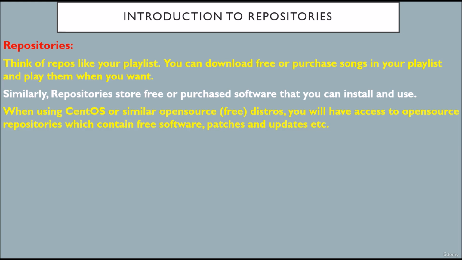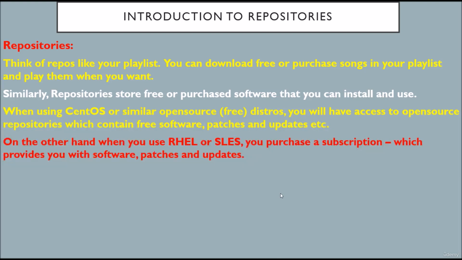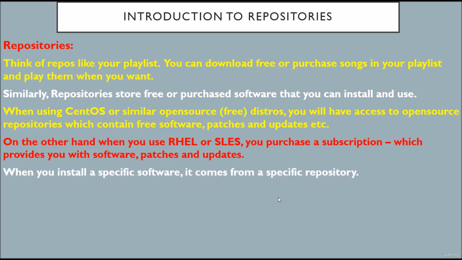When using CentOS or similar open source distros, you will have access to open source repositories which contain free software, patches, and updates. On the other hand, when you use Red Hat Enterprise Linux or SUSE Linux, you purchase a subscription, which provides you with software, patches, and updates.